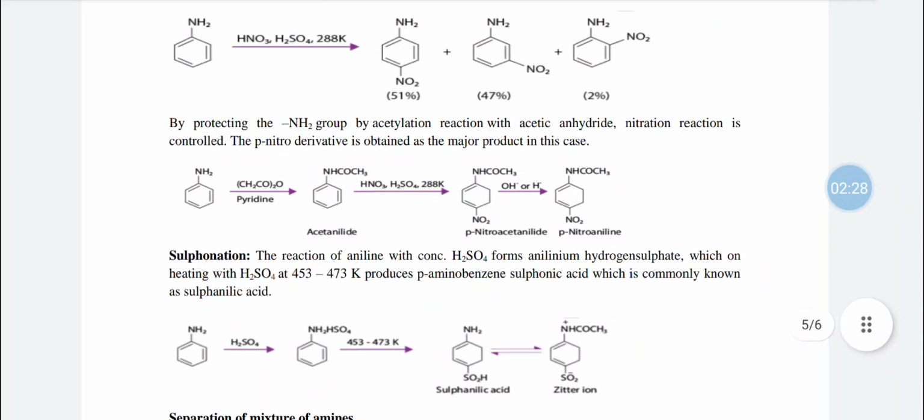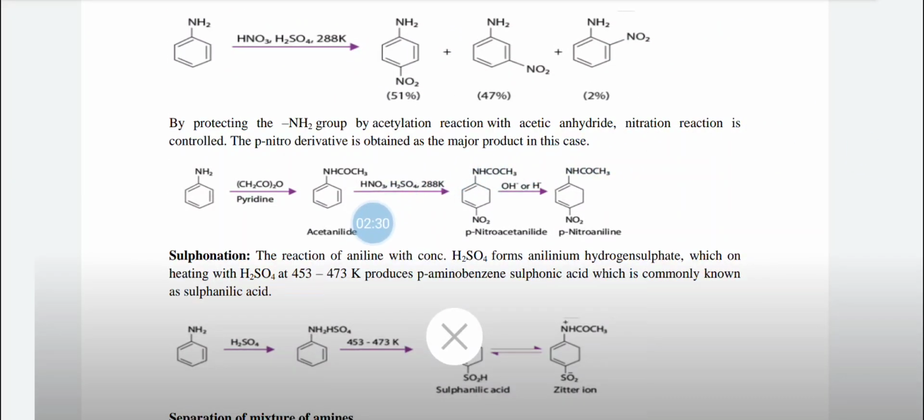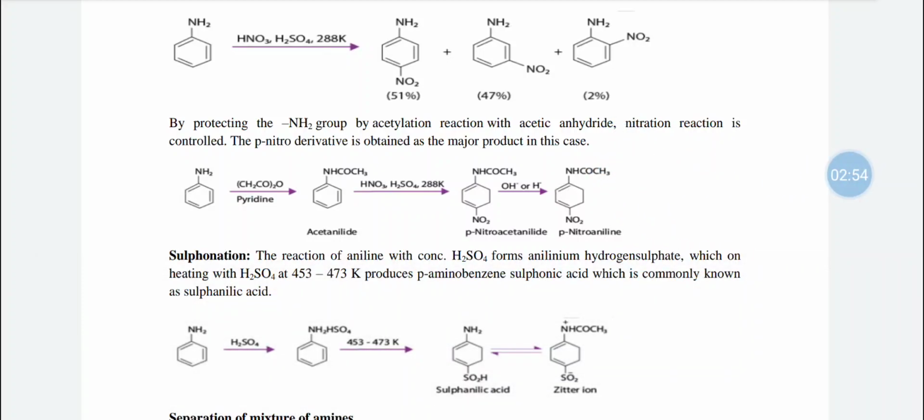Here also a monosubstituted product, or the para product alone, can be obtained by protecting the NH2 group with an anhydride in the presence of pyridine. Acetanilide will be produced, which on treating with nitrating mixture gives the para substituted product, which on further hydrolysis can be converted into para-nitroaniline. So here the NHCOCH3 group will be hydrolyzed.